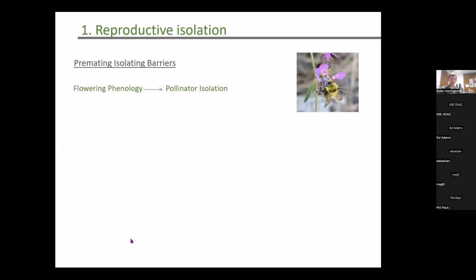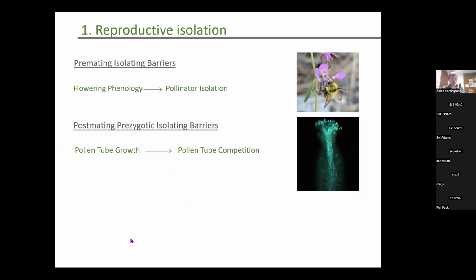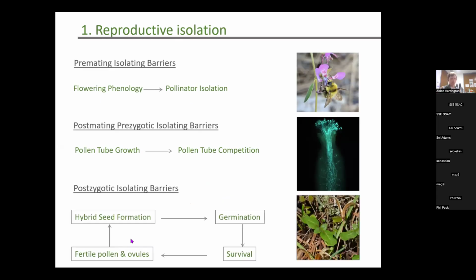So what are some of these barriers? There are pre-mating isolating barriers, including flowering phenology and pollinator isolation. There are post-mating, but yet pre-zygotic barriers, including the rate of pollen tube growth and competition of pollen tubes. And then there are post-zygotic barriers, including the ability for seeds to form. In this case, they would be triploid seeds, whether those triploid seeds are germinable, whether they can survive, and then whether those triploids produce any fertile pollen and ovules, or if they're totally sterile.